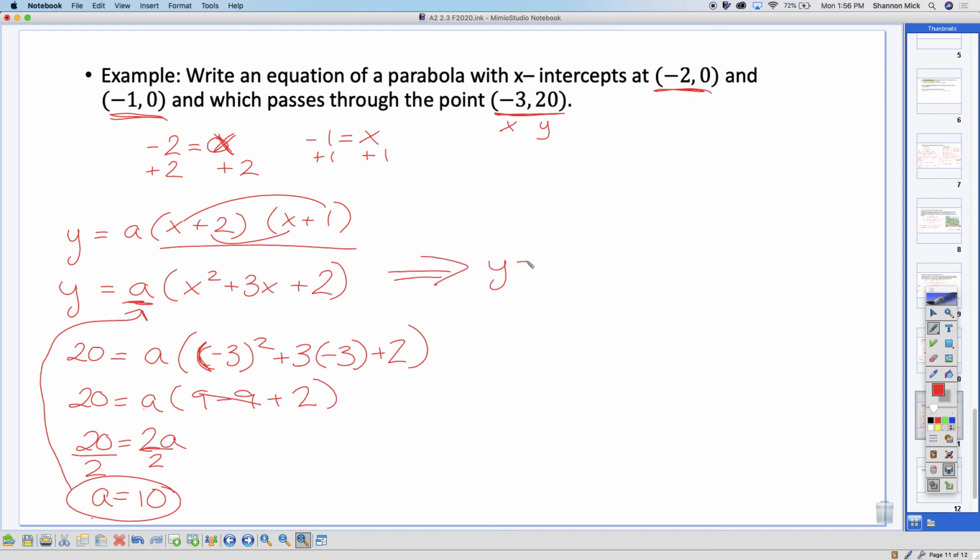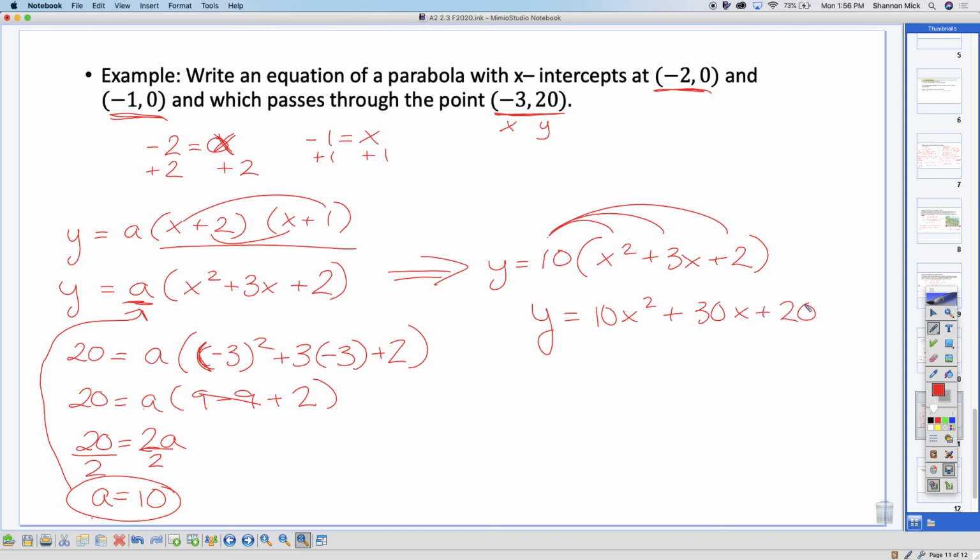So y equals 10 times x squared plus 3x plus 2. Now what? Well, you distribute that. I distribute my 10. So y equals 10x squared plus 30x plus 20.